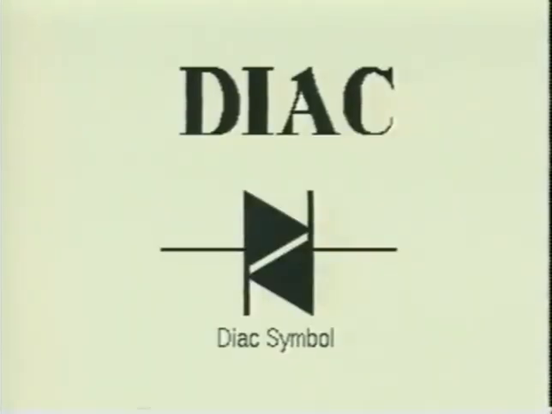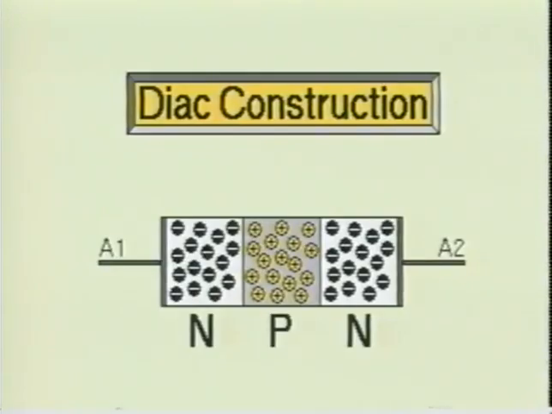Here we see the diac. It is similar to the triac in that it can conduct an AC current in both directions. As you may have noticed, the diac is a 3-layer semiconductor device with equal doping in both N layers.